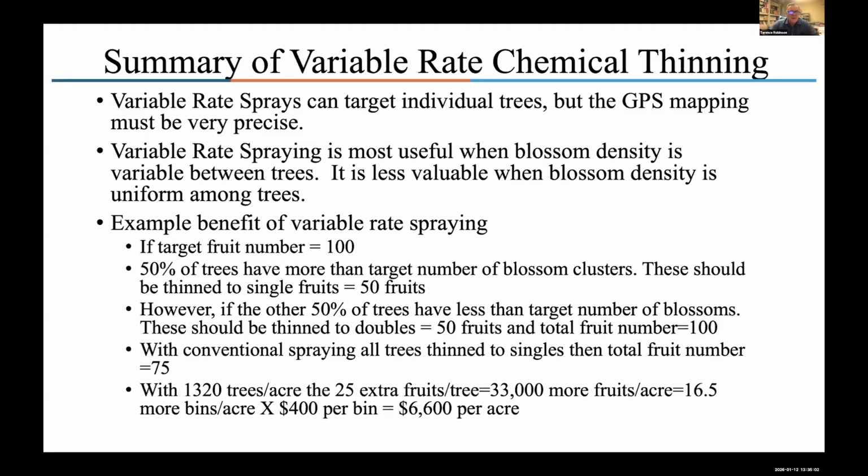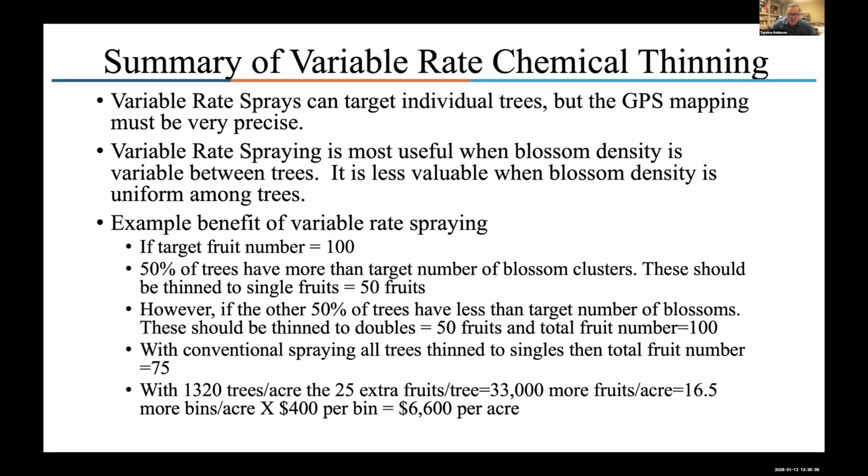Now with conventional spraying, you would spray them all and you would overthin the low blooming trees and get the other ones about right. So let's suppose you end up with 75 fruits on average per tree. At a tall spindle spacing of 3 by 11, that's 1,320 trees to the acre, the extra 25 fruits from variable rate spraying would amount to 33,000 more fruits per acre, about 16 and a half bins, and at $400 per bin, that would be about an extra $6,600 per acre by variable rate thinning.